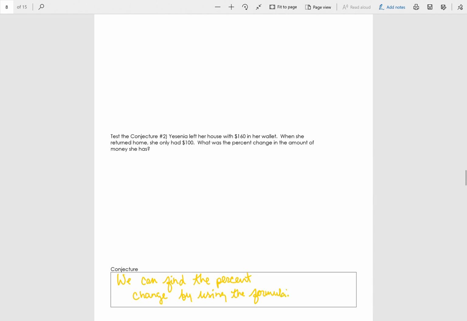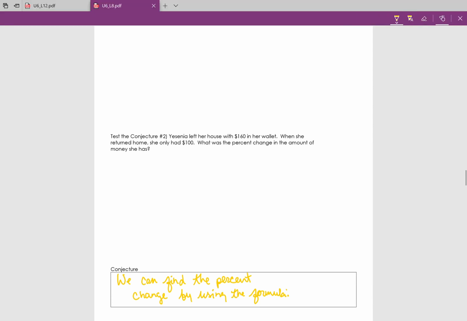And I'm going to write our formula. I'm going to put a different color for it so that we can see it. We have the new number minus the original number. And then we take the absolute value of that over the original number all times 100.